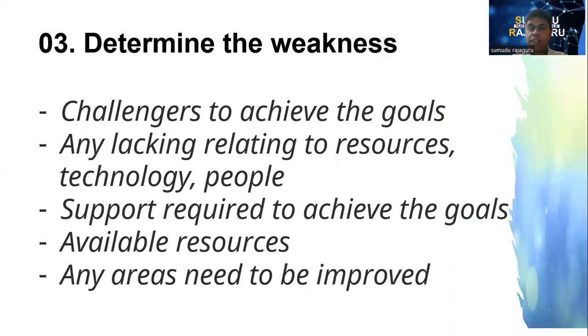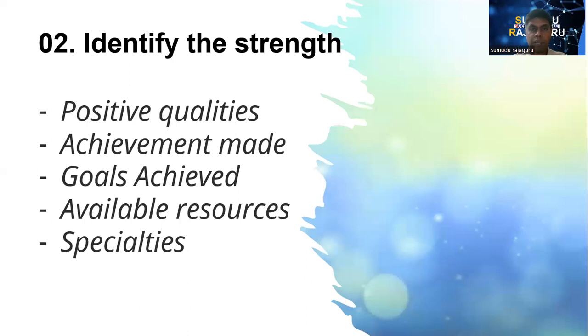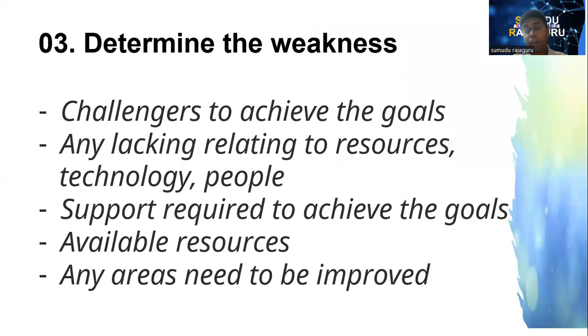Step number 3 is determine the weakness. First, we have to identify the strength. After we identify the strength, we go on to determine the weakness. When determining the weakness also, we can ask some questions based on these factors. Challenges to achieve the goal: when we consider the organization, are there any challenges to achieve the goals? Any lacking relating to resources? When considering the resources, is anything lacking, maybe technology, maybe people? Okay, so we can think.